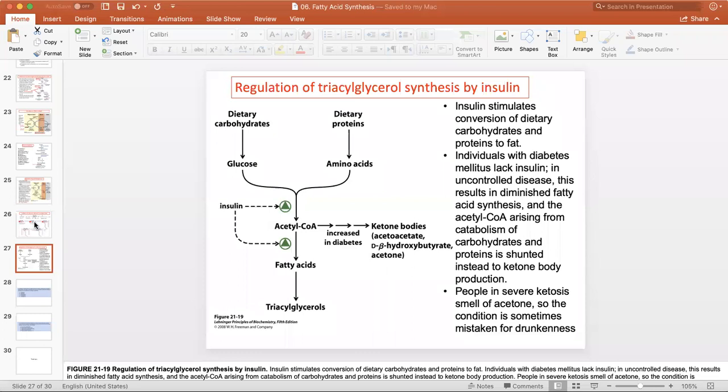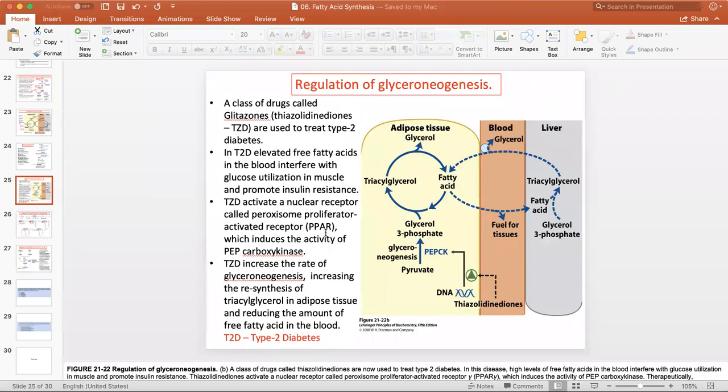All right, let's go to the questions now. Why do we give TZD for type 2 diabetes? As we discussed before, TZD will increase your PEPCK, so PEPCK will increase your glycerol 3 phosphate so that we can store the fatty acids, which are causing insulin resistance. The fatty acids present in the blood cause insulin resistance. So to get rid of the fatty acids, we give TZDs so that we have increased glycerol 3 phosphate. It can join with fatty acids and they can be stored as triacylglycerols. Exactly, you got it. Once we decrease the fatty acids, the insulin can work better.